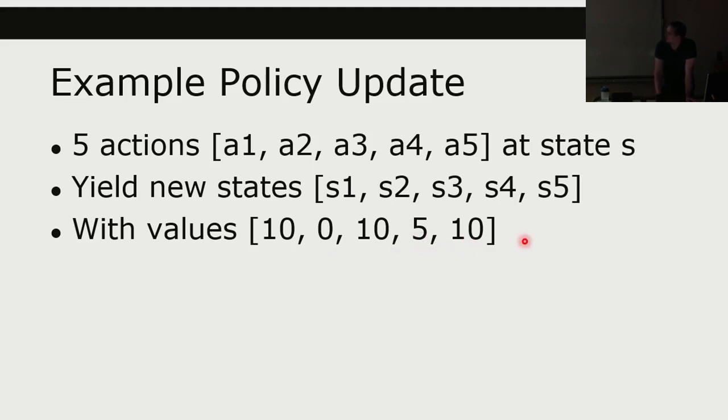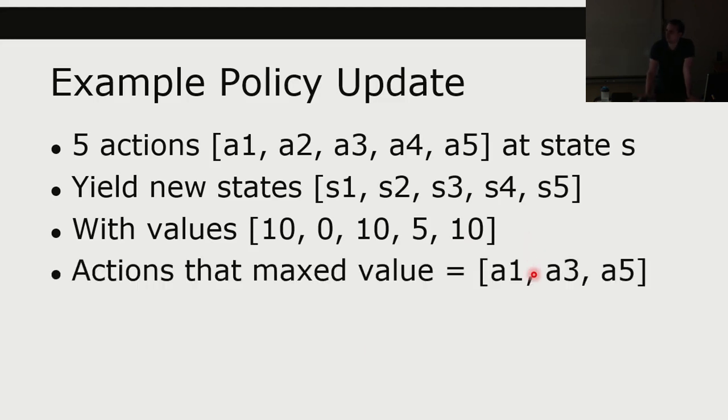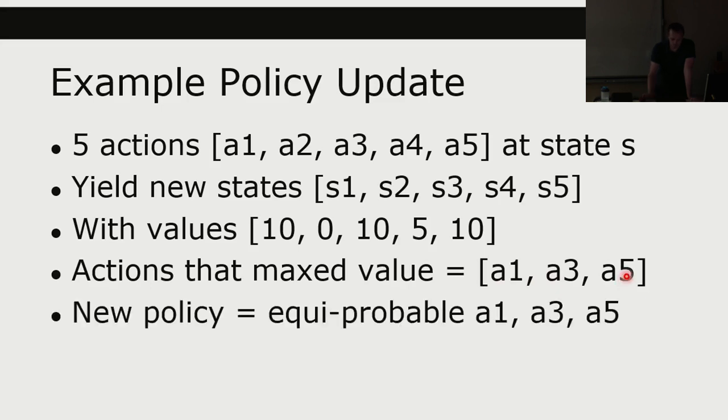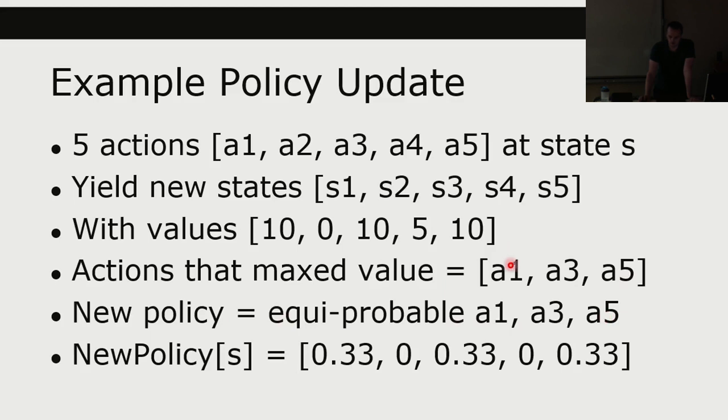And so the actions which yielded the maximum values, once we've run that algorithm, we get this array. So this would be the max A array. So action 1, action 3, and action 5 produced those maximum values. Therefore, the new policy should be equiprobable in choosing A1, A3, and A5, and 0 otherwise. And so we take 1 divided by the length of max A as the value for the probability of choosing P1, P3, or P5, and 0 otherwise.